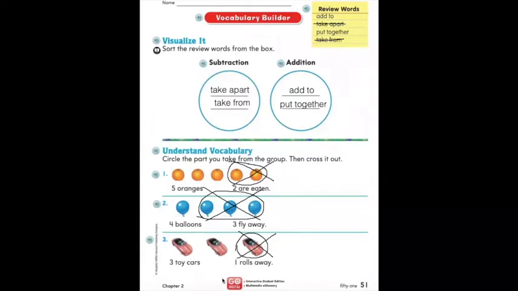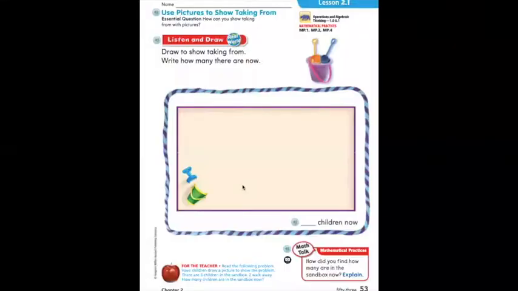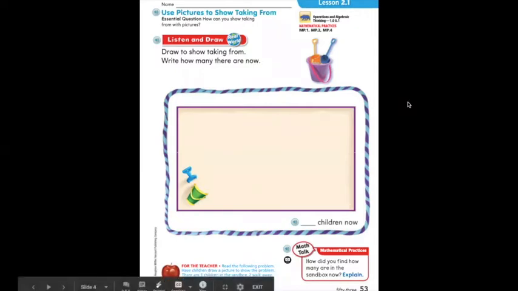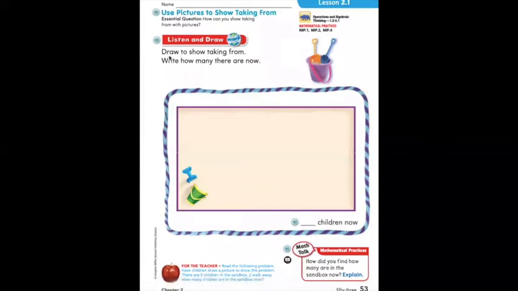Now that we have finished with this page, it's time to move on. Turn to page 53. Page 53 says, listen and draw. Draw to show taking from. Write how many there are now.